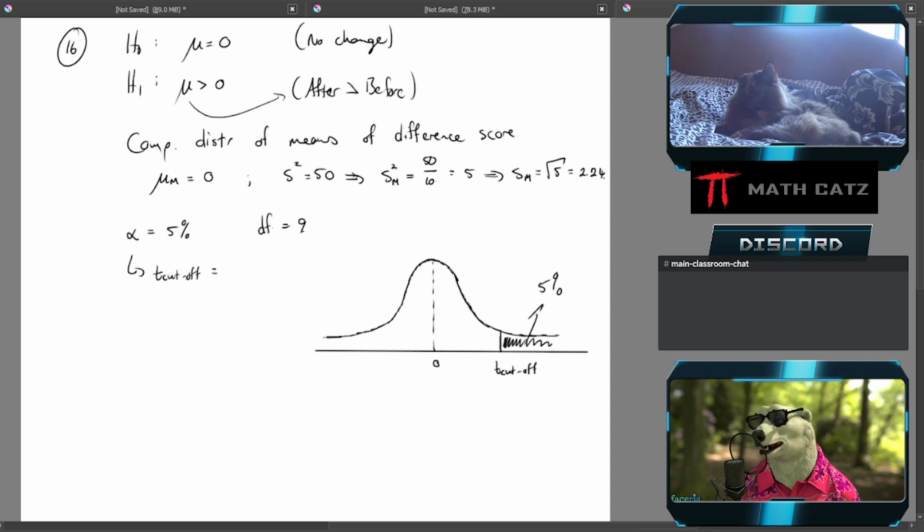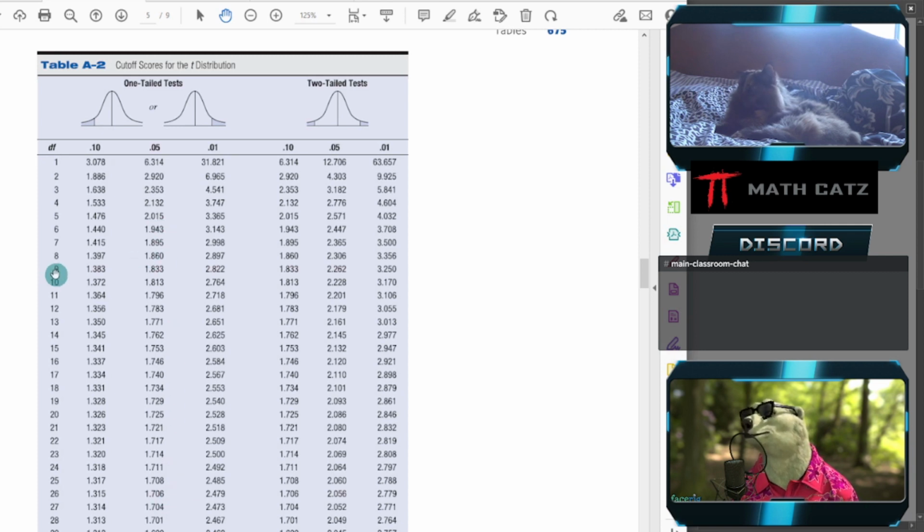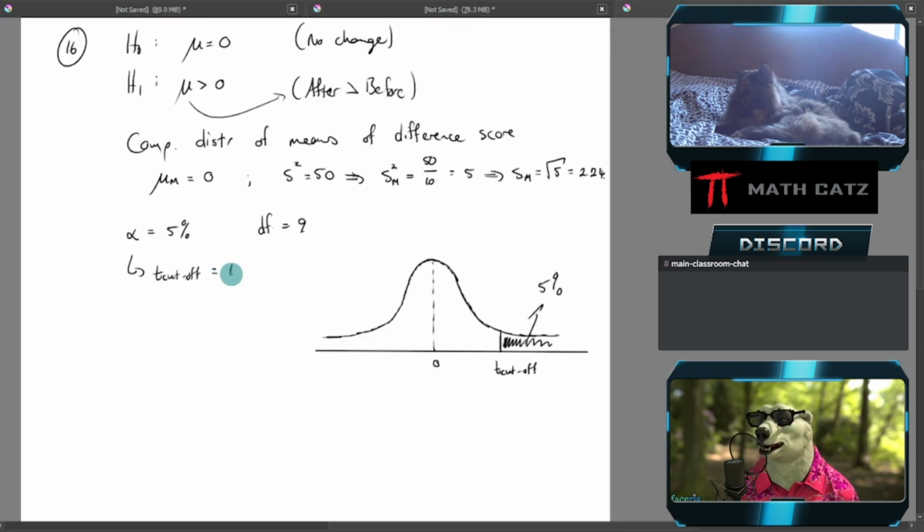And we look it up in our table. 9 degrees of freedom. So we're over here. One-tailed, alpha 5%, 1.833. There we go.